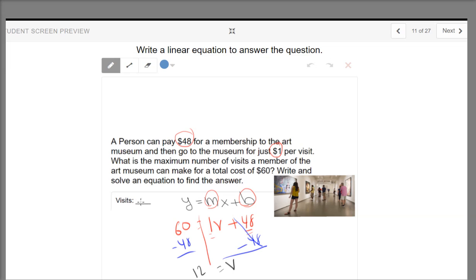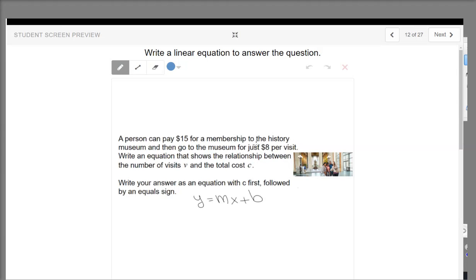12 visits. So the question was, what is the maximum number of visits a member of the art museum can make for a total cost of 60 bucks? So it's going to be 12 visits. All right, so slide number 12.